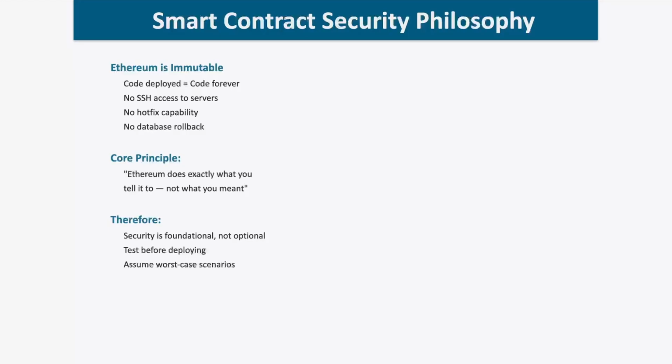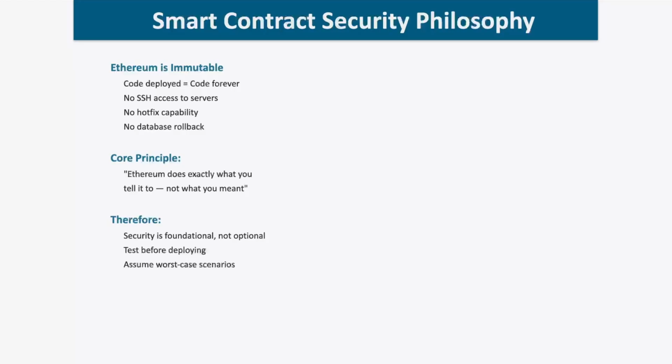We need to test thoroughly before deploying. This is the only chance to catch bugs. We need to use security patterns and follow proven patterns that prevent common mistakes. And we need to validate all inputs. Never trust that users will call your functions correctly.